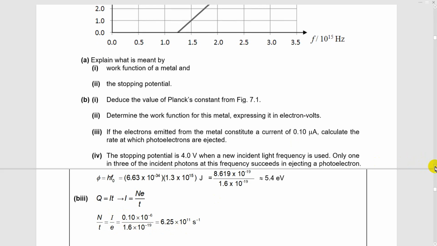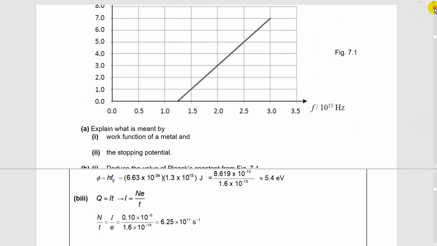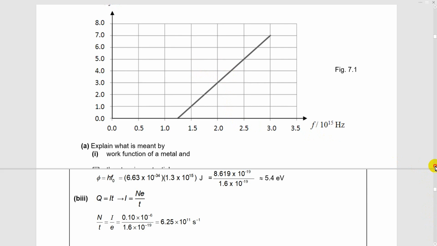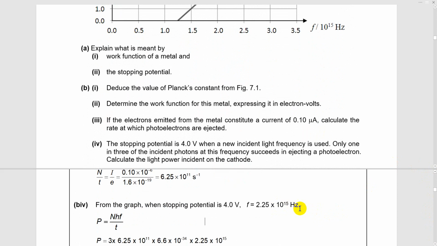Okay, part 4. The stopping potential is 4.0 volts when a monochromatic light of frequency f is used. We are told that when this frequency f, some frequency, is used, they obtain a stopping potential of 4 volts. So from the graph, we can immediately read off when the stopping potential is 4 volts, the corresponding frequency used is somewhere here, about 2.25 times 10 to the power 15 hertz. So we can deduce that the frequency f they use is 2.25 times 10 to the power 15 hertz.